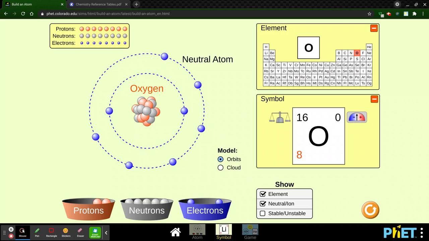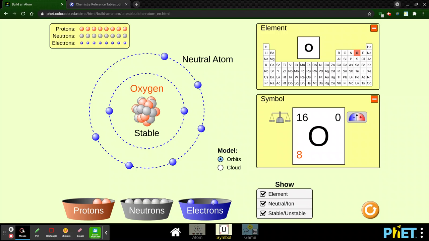All right, so now if you notice, this is an oxygen neutral atom. So the charge is 0, right? So we have 8 protons and 8 electrons. So what's up with that -2?